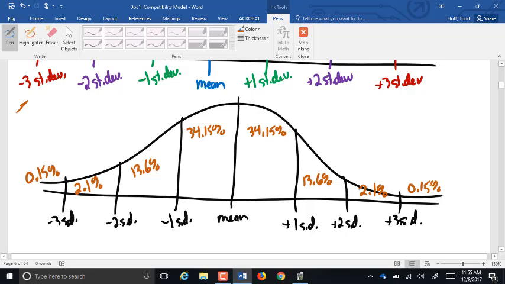These percents are the same for all bell curves. On the skewed ones they change. It has to be normal, symmetrical. But most sets of data are close enough to be approximated with the bell curve. The percents are the same.